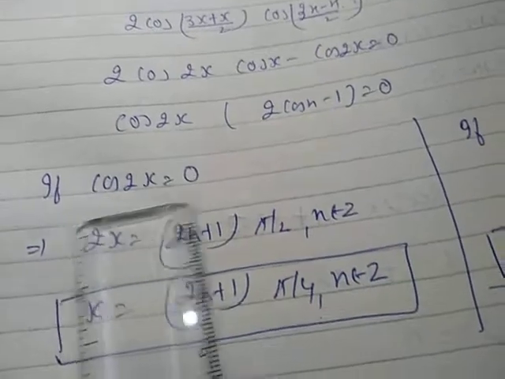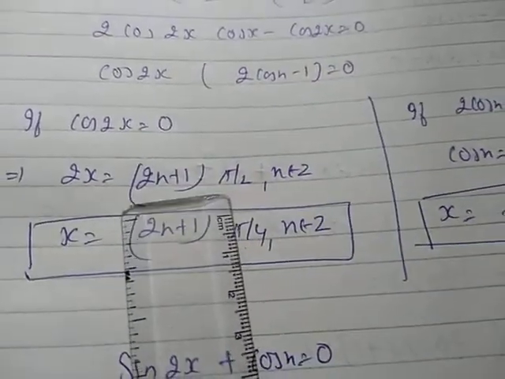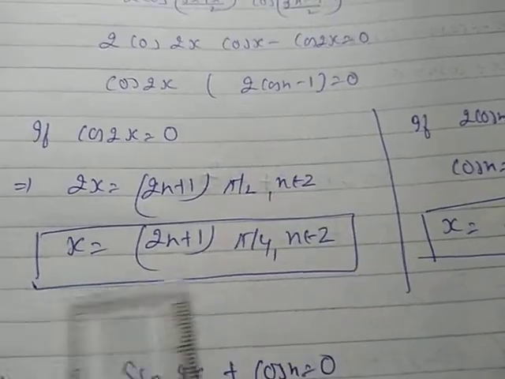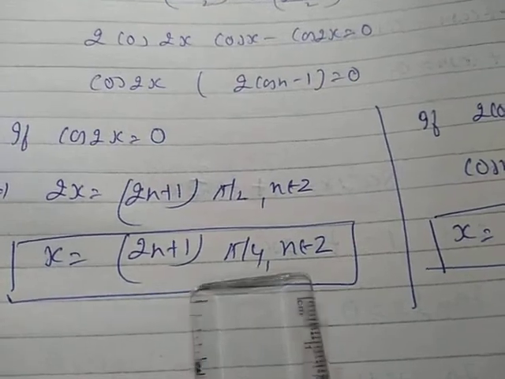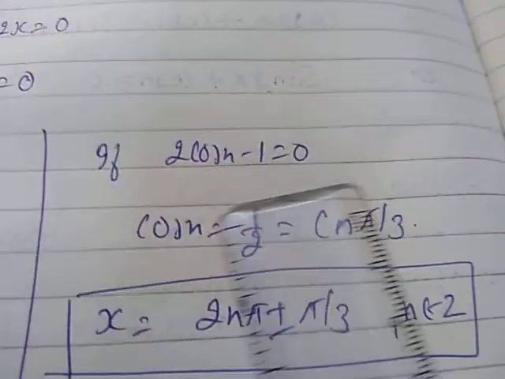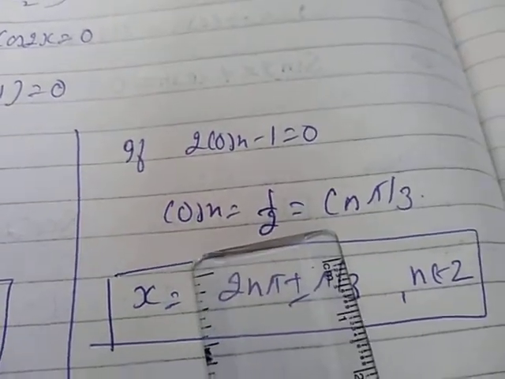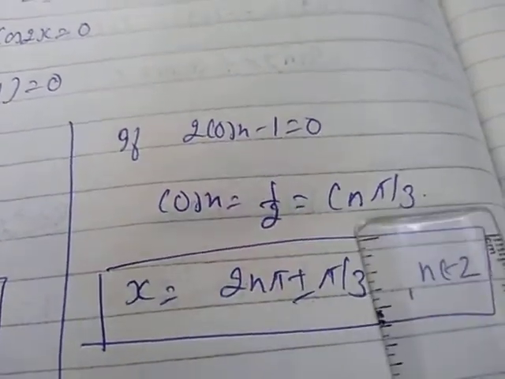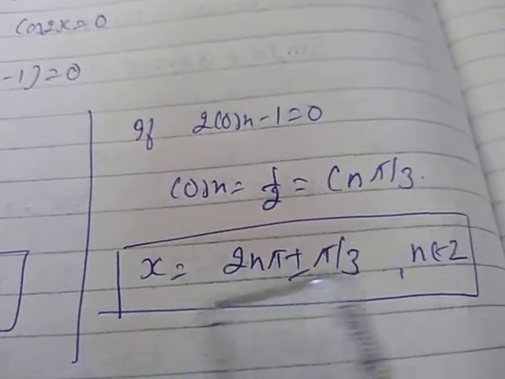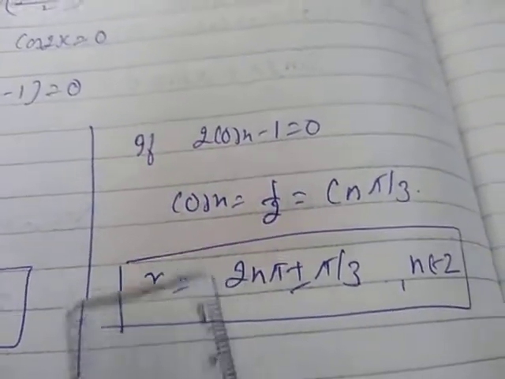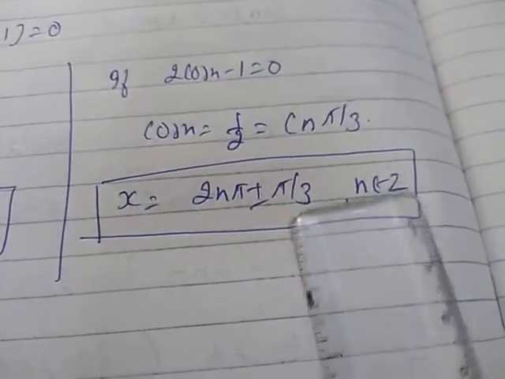If cos 2x is equals to 0, then 2x is equals to 2n plus 1 into pi by 2. x is equals to 2n plus 1 into pi by 4 where n belongs to integer. And if 2 cos x minus 1 is equals to 0, that means cos x is 1 by 2, it is cos pi by 3. Then x is equals to 2n pi plus minus pi by 3, where n belongs to integer. We only have to put the value in the formula.